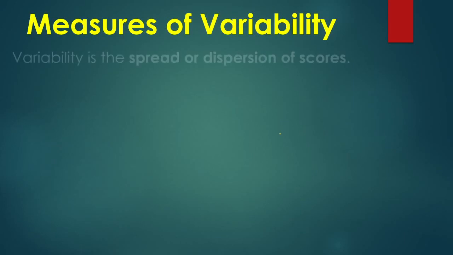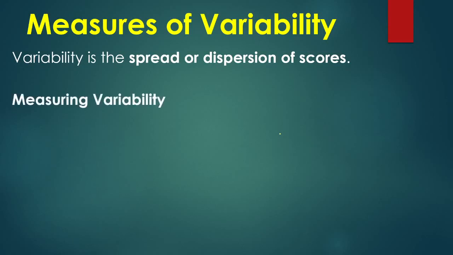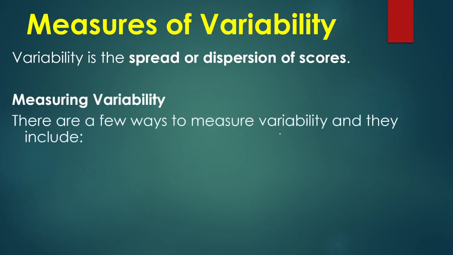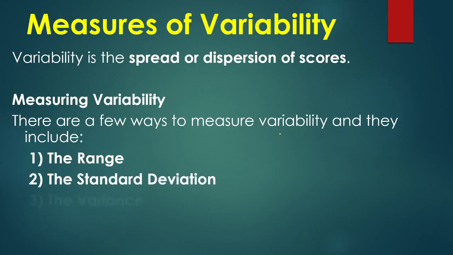So, variability is simply the spread or dispersion of scores. Measuring variability, there are a few ways to measure this. Number 1 is the range. Number 2 is the standard deviation. And number 3 is the variance. Now, these 2 and 3 are just connected. When you solve the variance, after solving the variance, you can solve the standard deviation.